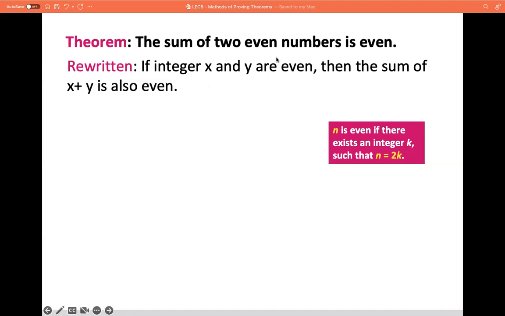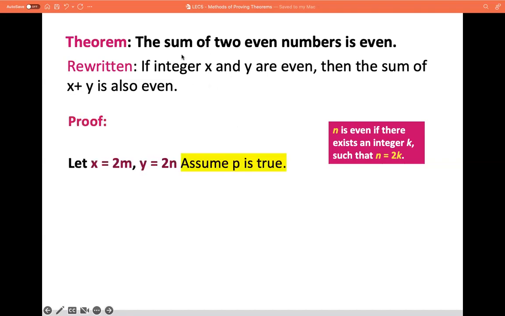So using the direct proof, we will start with the assumption p, that integers x and y are even. So we set variables x and y as x is equal to 2m and y is equal to 2n, right? And now, using this assumption, we will prove that the conclusion q is true. So that x plus y, or the sum of two even numbers, is also even.